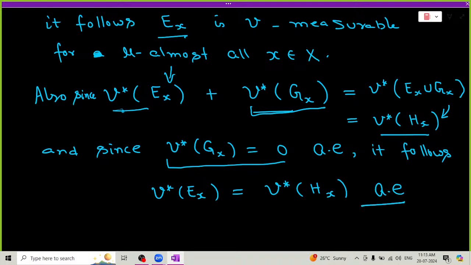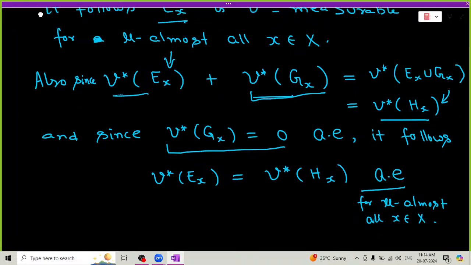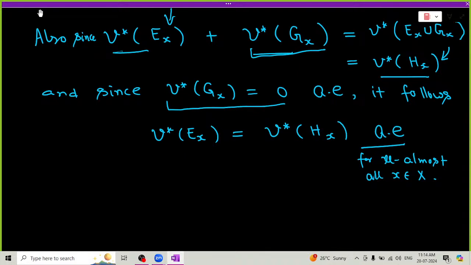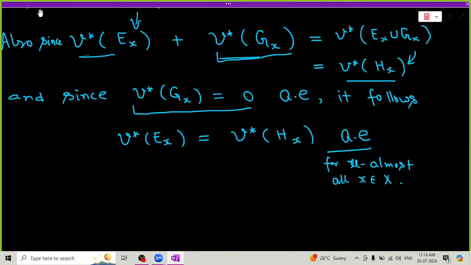A means basically for mu almost all x's and x. ठीक है, तो ये भी हो गया. अब फिर से आप केस 3 इस्तेमाल करेंगे. केस 3 में आप देखिए क्या इन्फॉर्मेशन है.